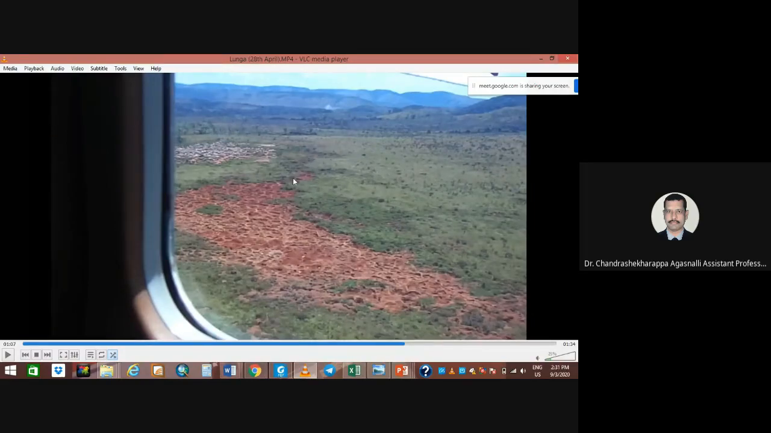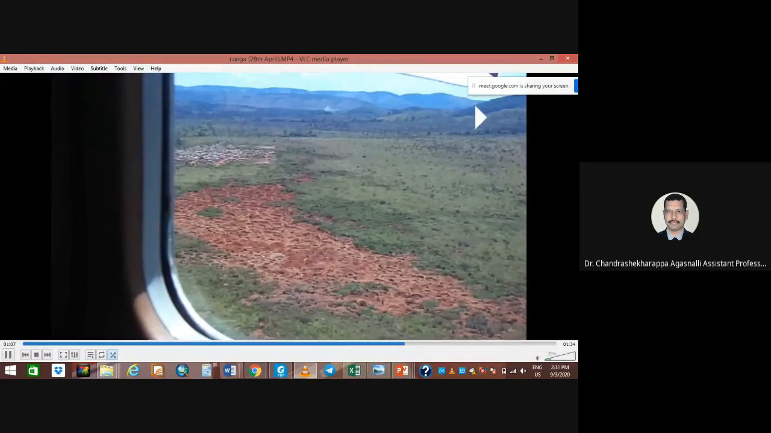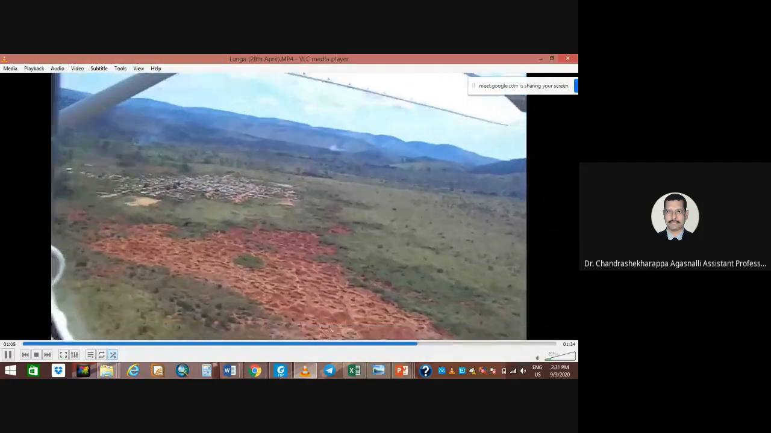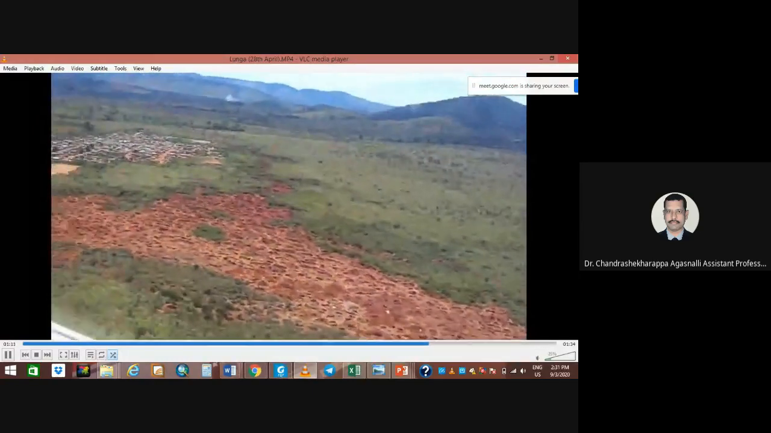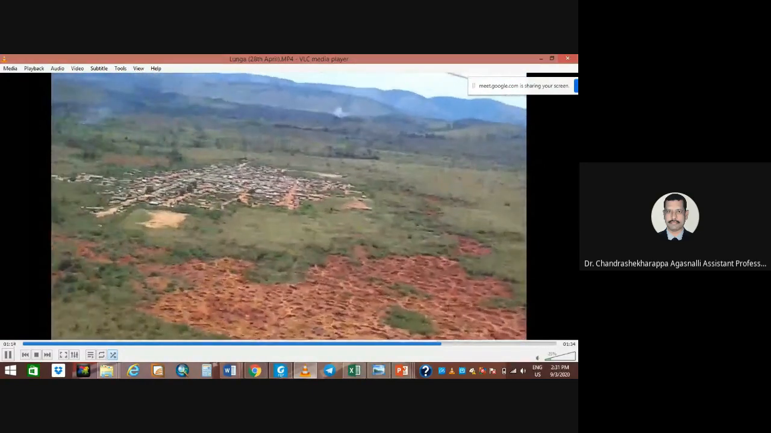Let's move on. This is called artisanal mining. That means local people are digging the mine. This is their village, and this is the place where they are working for the gold deposits. This is an aerial view, aerial survey. That's what we are doing for mineral exploration.